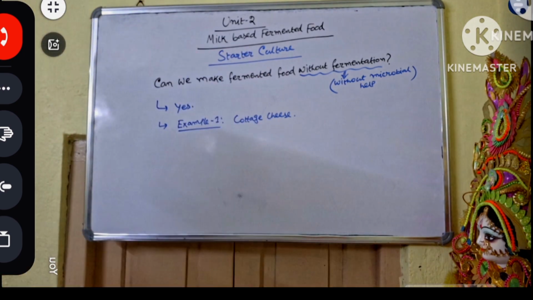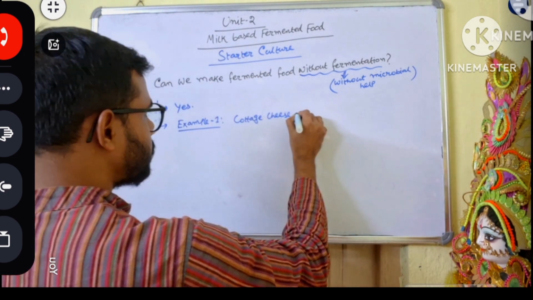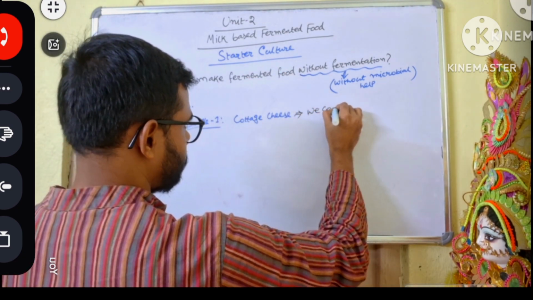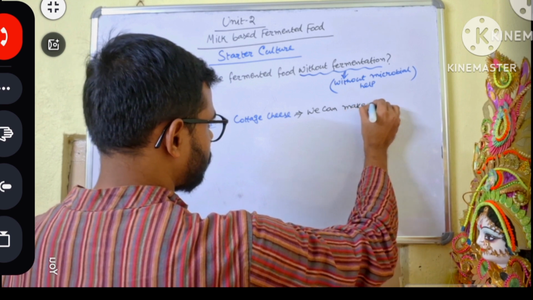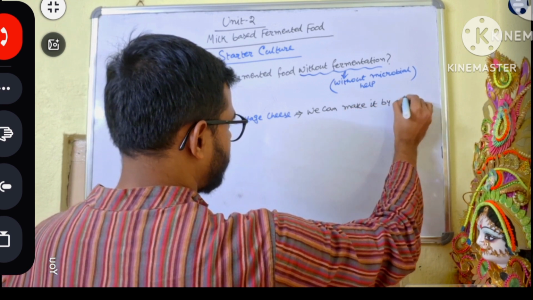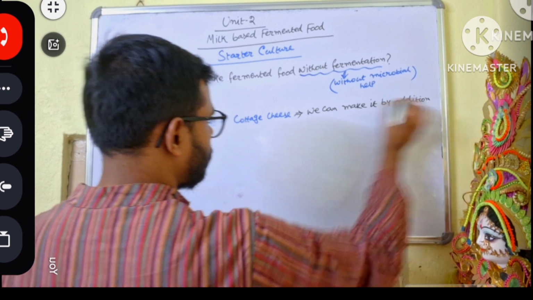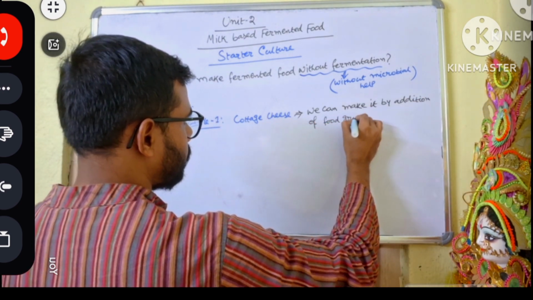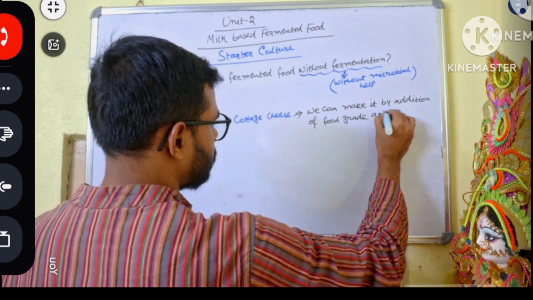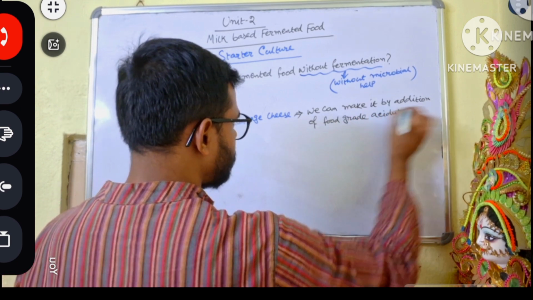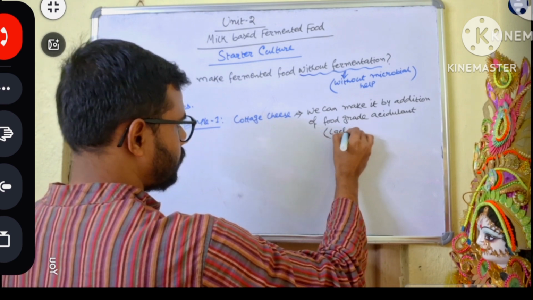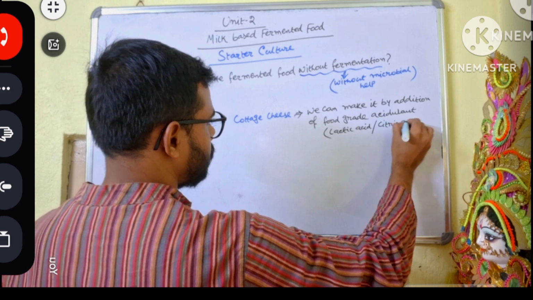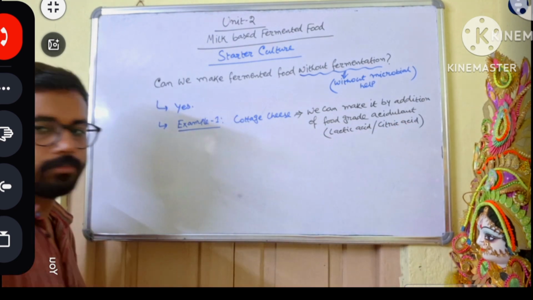So that's the interesting question, and the answer is yes. How can we make cottage cheese without fermentation? We can easily make it by addition of food grade acidulant. Mainly we use lactic acid or citric acid. Yes or no? Yes.